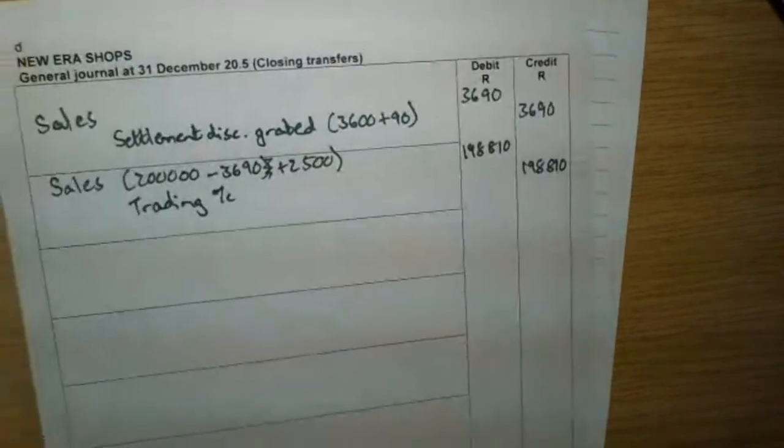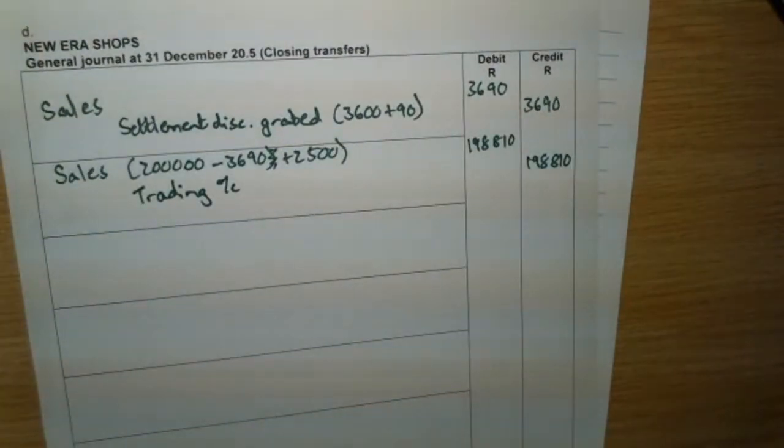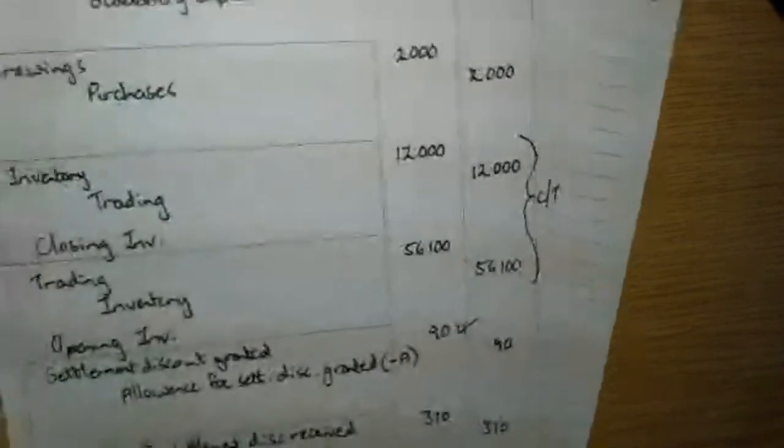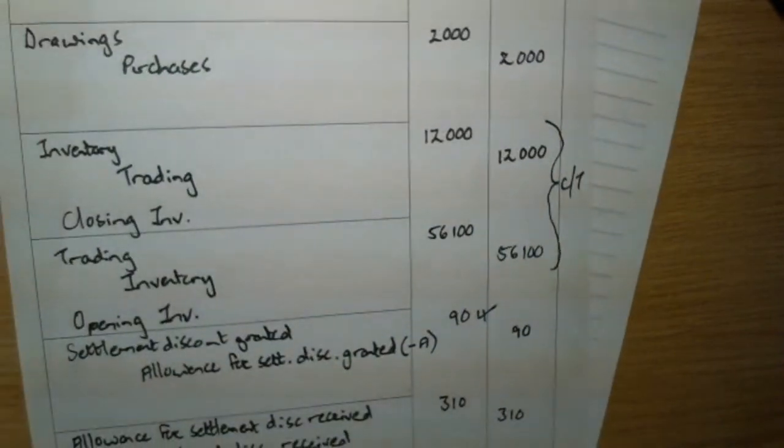The next closing transfers, so those are my closing transfers relating to sales. I now want to do the closing transfers for purchases. Before I do that, one of the things that happened in this question is that we made adjustments here which were actually also closing transfer adjustments. When I calculate cost of sales using the periodic system, I always start with opening inventory, I add purchases, and then I subtract closing inventory.